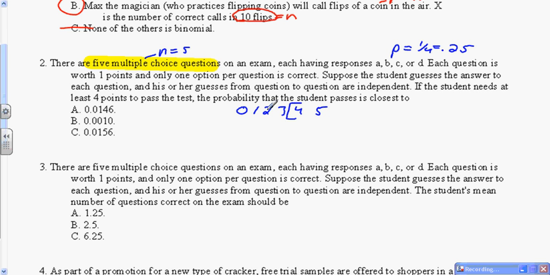So in this particular case, because we're talking about greater than, we're going to use 1 minus binomcdf, and there are 5 observations, 5 trials. Probability of getting it right is 0.25, and we're talking about taking away what's left of that bracket, so we're talking about 3 and less. We're going to subtract that. That will give us 0.0156. C is right.